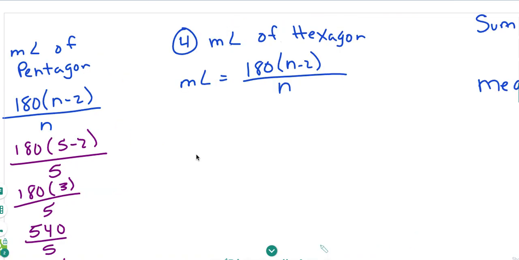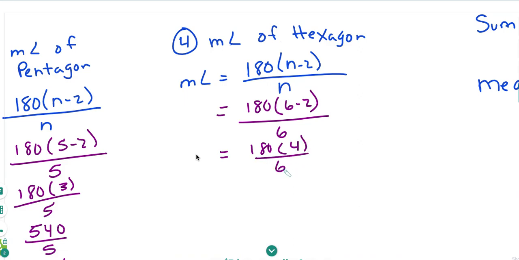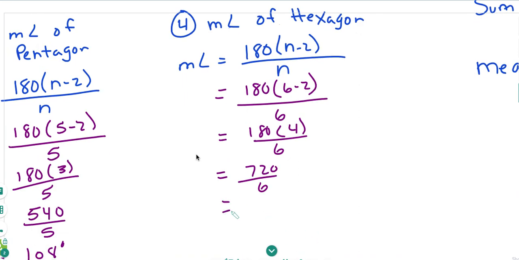Let's look at a hexagon. A hexagon has 6 sides. So this is going to be 180 times 6 minus 2 divided by 6. 180 times 4 divided by 6. 720 divided by 6. So each of the angles of a hexagon, regular hexagon, is going to equal 120.